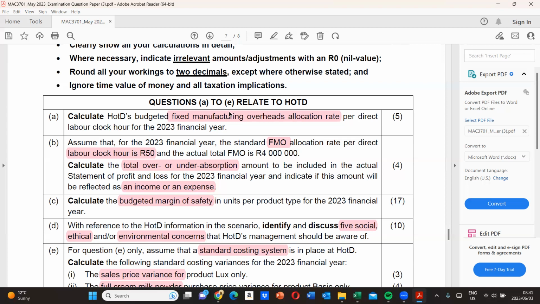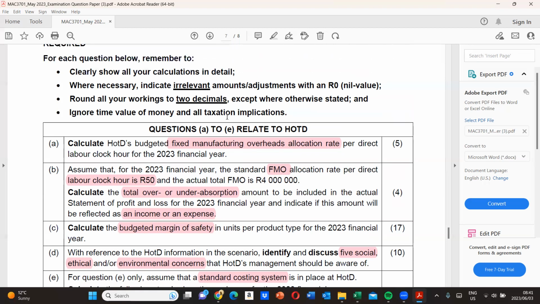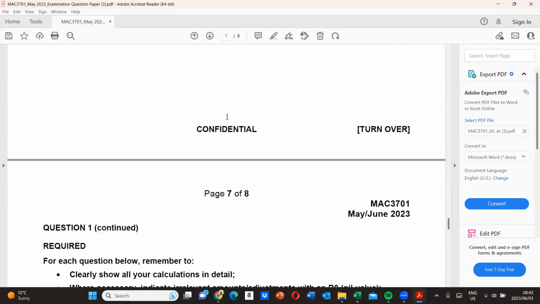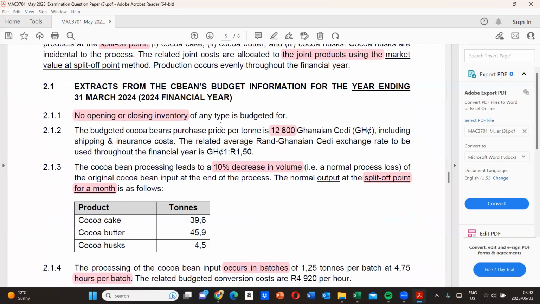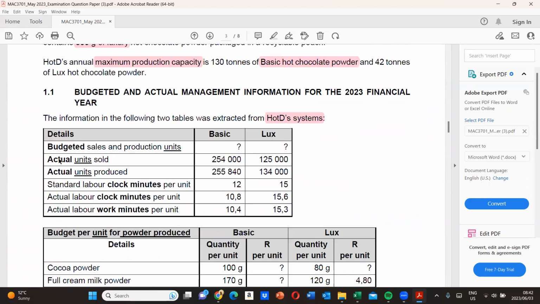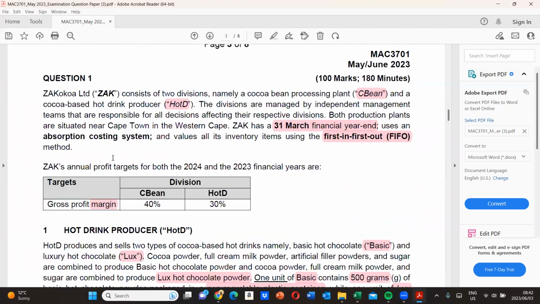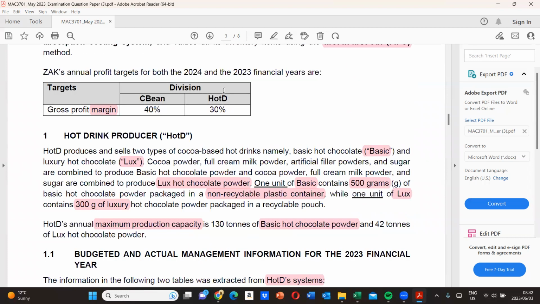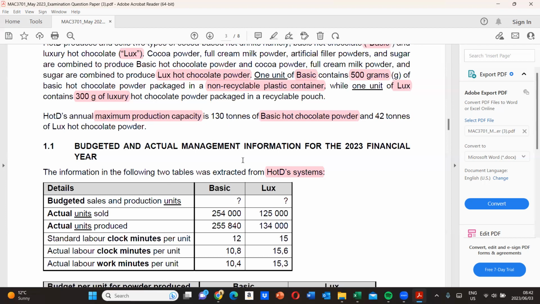So calculate the budgeted fixed manufacturing overheads allocation rate per direct labor clock hour for the 2023 financial year. Let's quickly go there and see what is happening. For D, fixed overheads. These are our products that we're looking at, and we want to do part D there. So how do we do the calculation in regards to the allocation rate?